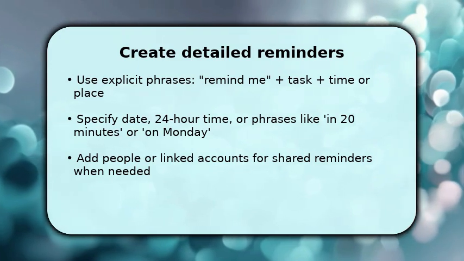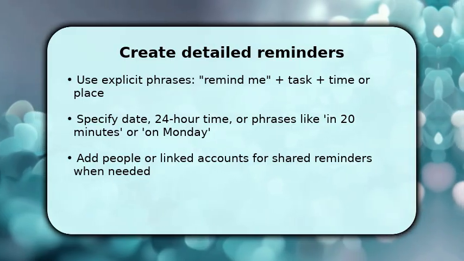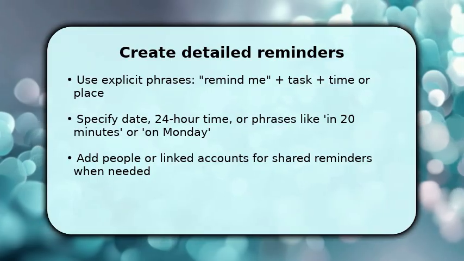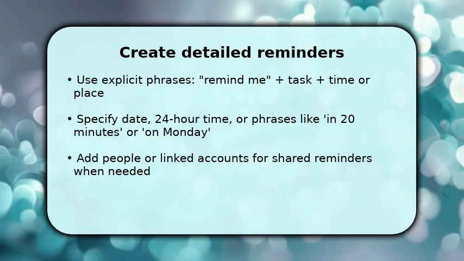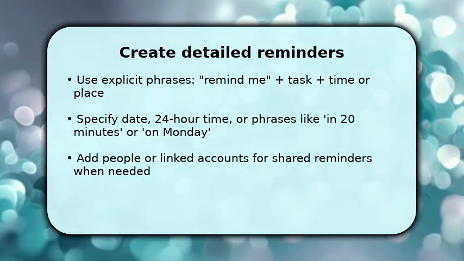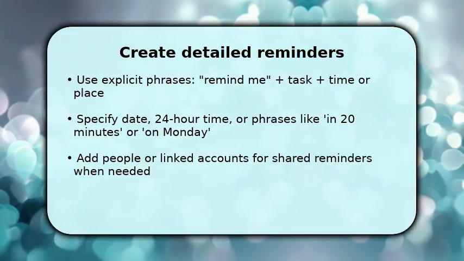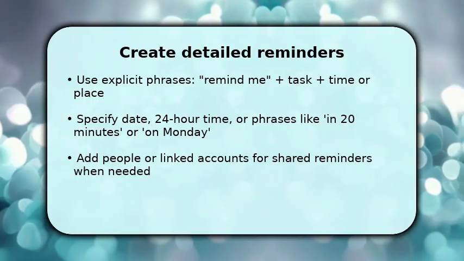For example, "Hey Google, remind me to call Sam tomorrow at 3 p.m." That tells Assistant the task, date, and time. For location triggers, say, "Remind me to buy milk when I get to Safeway." You can also use relative timing, in 20 minutes. If the reminder involves another person, make sure contacts are synced and say, "Share with," or add them in the reminder settings. Clarity reduces missed reminders.